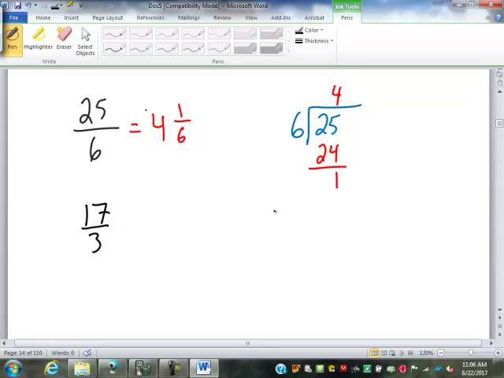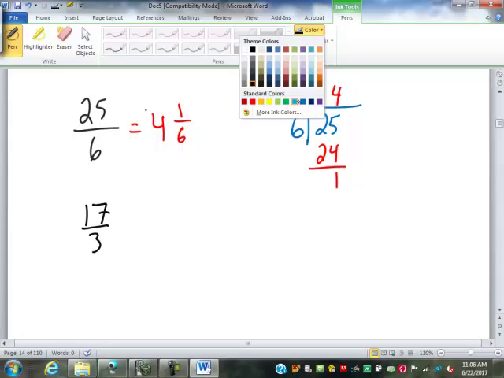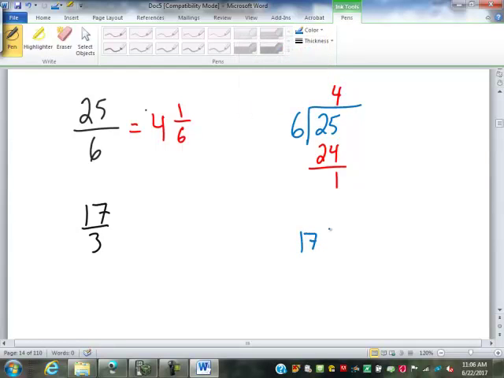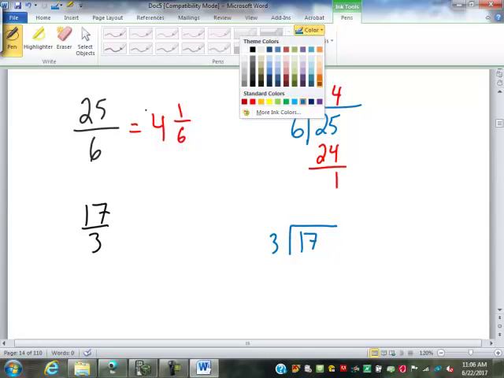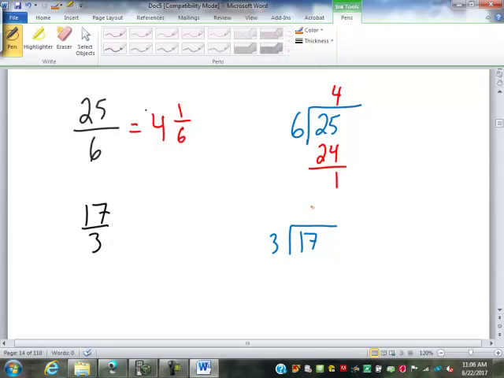Now 17/3. I'll take 17 divided by 3. 3 goes into 17 how many times? 3 times 6 would be 18, so we've got to drop down to 5. 5 times 3 is 15. So there's a remainder of 2. So yes, that is 5 2/3.